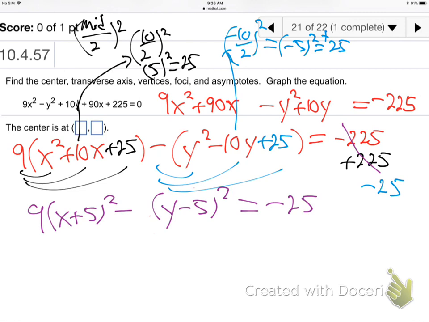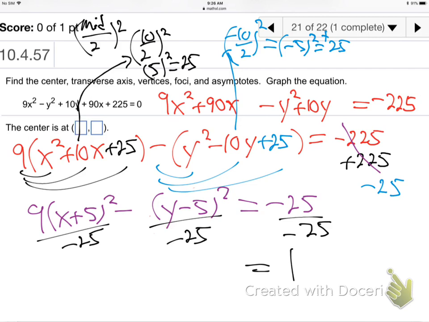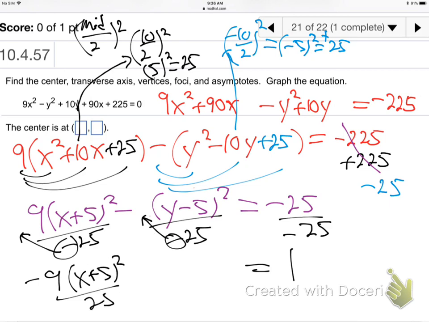So divide through by negative 25, like that. This is 1. Now what's the other side? Now here's where people get confused. What do you do with negatives in a fraction? Well, if they're on the bottom of a fraction, you can just pull them to the front. Bottom, just pull them to the front. So what does that mean? I've got negative 9 times x plus 5 squared over 25.